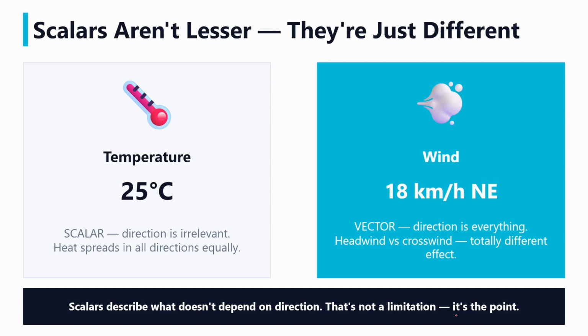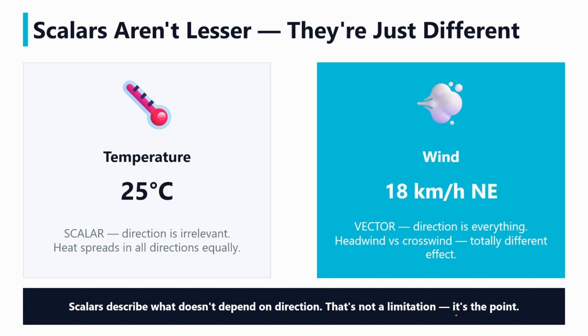Because temperature doesn't have a direction. Heat just spreads in all directions equally. It's a scalar. There's no such thing as a heat pointing somewhere. 25 degrees Celsius is just 25 degrees Celsius. That's it. Wind is different.